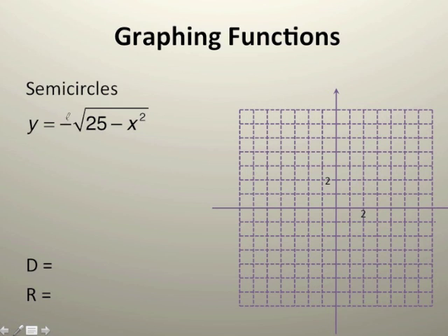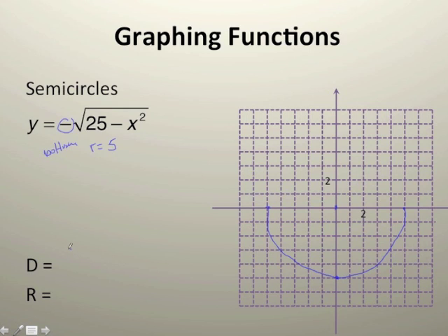Now, since this is a negative, that means it's the bottom half of the semicircle. And the radius is the square root of 25, which is 5. So the center is again at the origin. We have a radius of 5, so go 5 each direction. I use the ones that are right on the axes so I can find them. And I want to make this look somewhat like a semicircle. Try to do your best there.